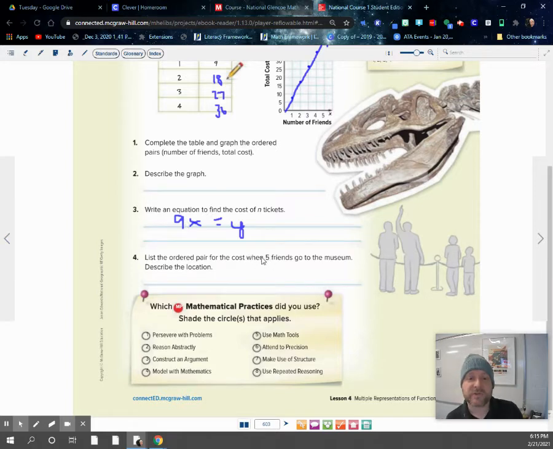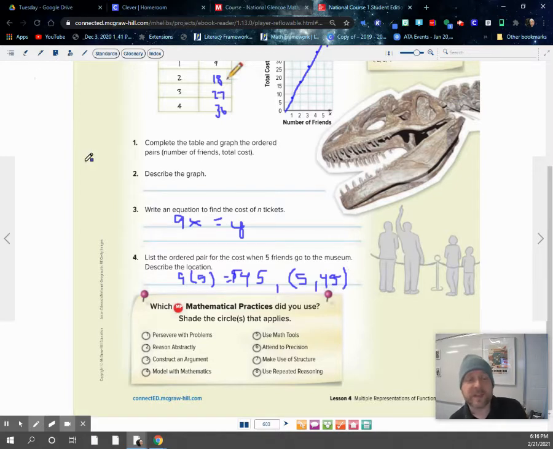Then list the ordered pairs for the cost when 5 friends go to the described location. So in this case, I'll have 9 times my x value, which would be 5, so 9 times 5 will equal my y value, and 9 times 5 is 45. And I know that my price here is in dollars. So my ordered pair: the x value that I put in is 5, and my output, what I got out of that, would be 45. So (5, 45) would be my ordered pair.